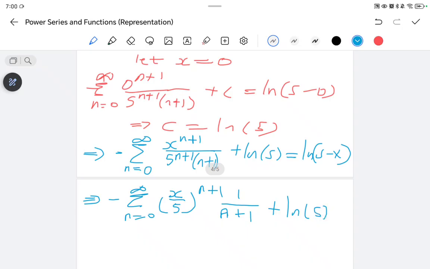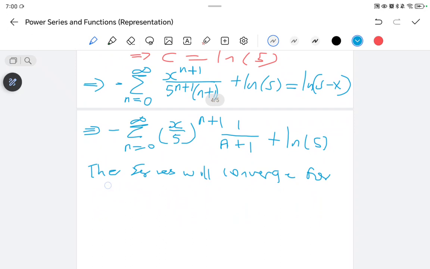Less than 5. Then this would imply that if you check the series will converge for the absolute value of x over 5 less than 1. You see, right? This would imply that the absolute value of x will be less than 5. We see how we got the 5 right now.